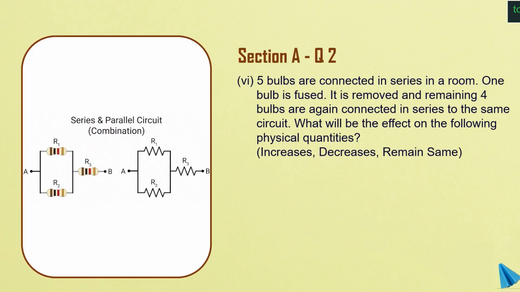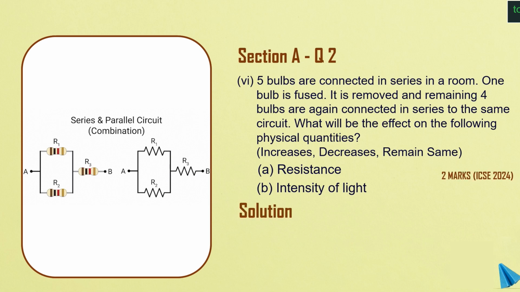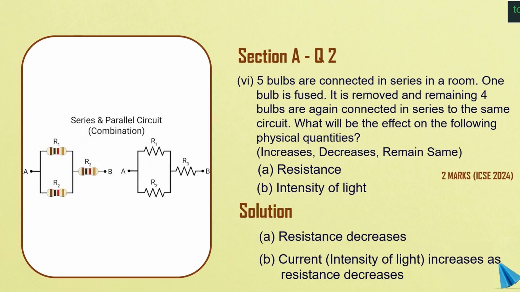Let's have a look at the sixth question now. It says 5 bulbs are connected in series in a room, 1 bulb is fused, it is removed, and the remaining 4 bulbs are again connected in series to the same circuit. What will be the effect on the following physical quantities? Increase, decrease, or remain same? A is resistance, B is intensity of light. This question is asked for 2 marks. We'll talk about the resistance first. So resistance will decrease. And what about the current? The intensity of light increases as the resistance decreases, as resistance and current are inversely proportional to each other.